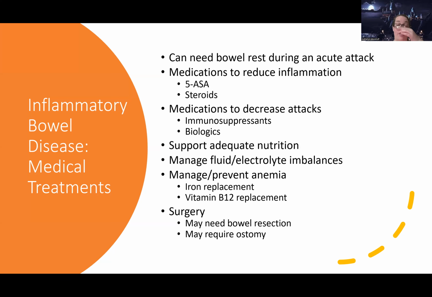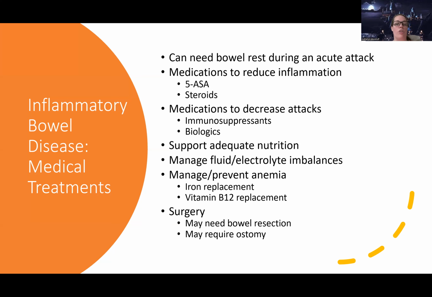They may need medications to reduce inflammation. There are special medications for inflammatory bowel disease, like 5-ASA, and there are also steroids. We'll talk about those next. There are medications to decrease attacks. Remember, this is autoimmune, so I need to decrease inflammation because it's an inflammatory process, and then I need to decrease the frequency of attacks, with things like immunosuppressants and biologics.